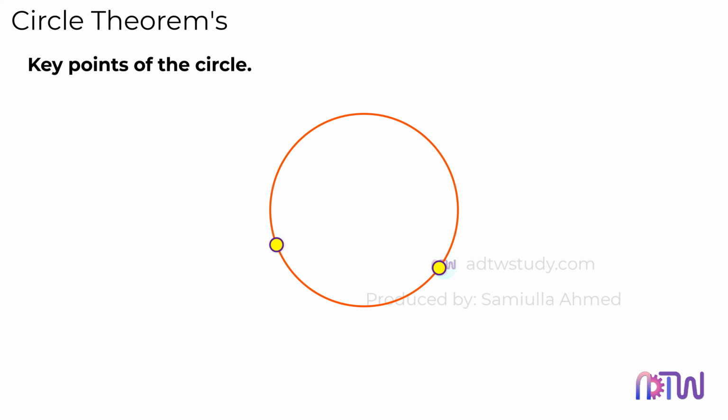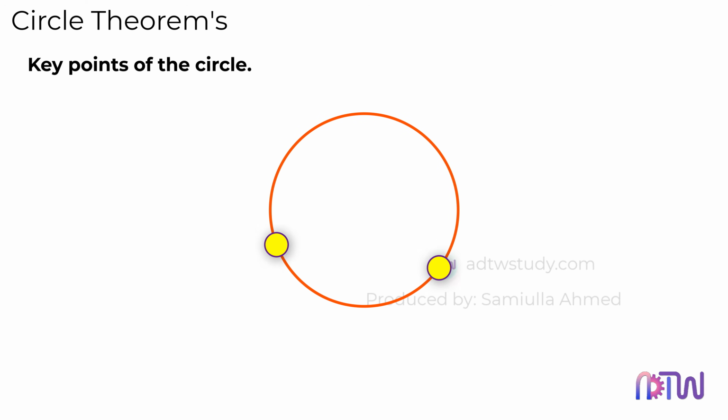Consider 2 points on the circumference of a circle. The length of the circumference between these 2 points is called an arc. An arc is simply a portion of the circle's circumference. The smaller part is known as the minor arc, while the larger part is called the major arc.